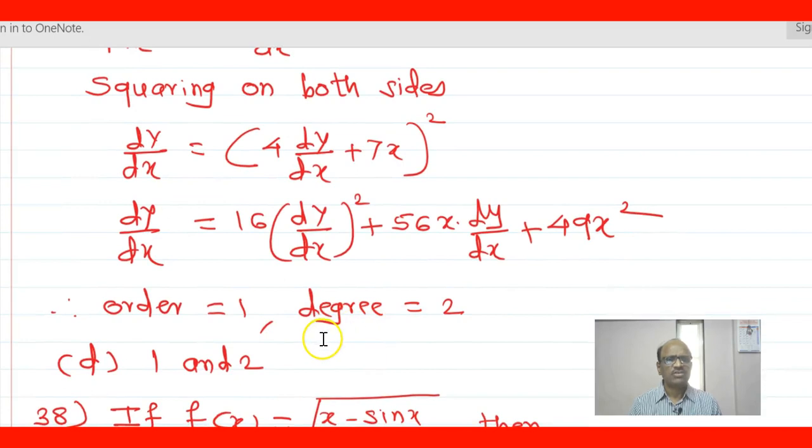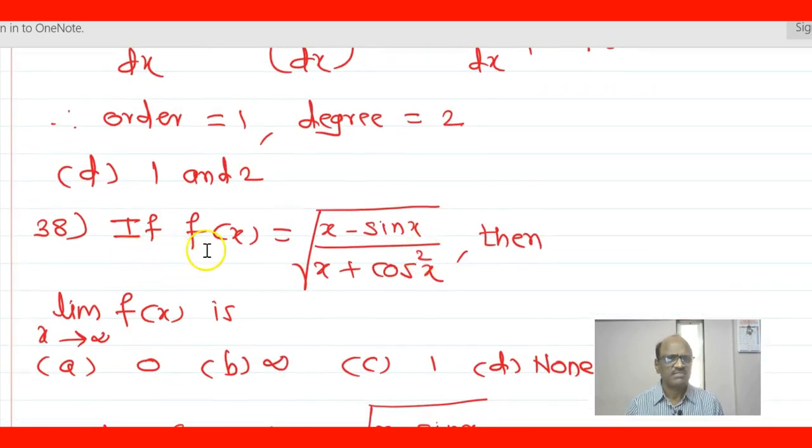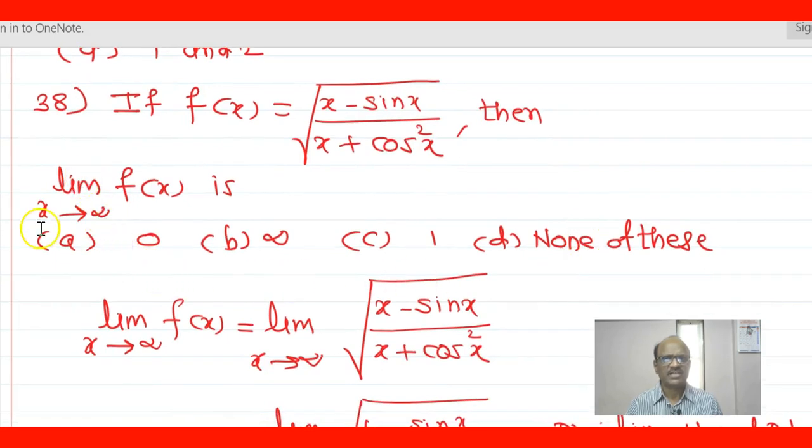And therefore, the order of this differential equation is 1 and the degree is 2. And the D option is correct. Now next, if f of x is equal to (√x − sin x)/(x + cos² x), then find the limit as x tends to infinity of f of x. The options are A) 0, B) infinity, C) 1 and D) none of these.